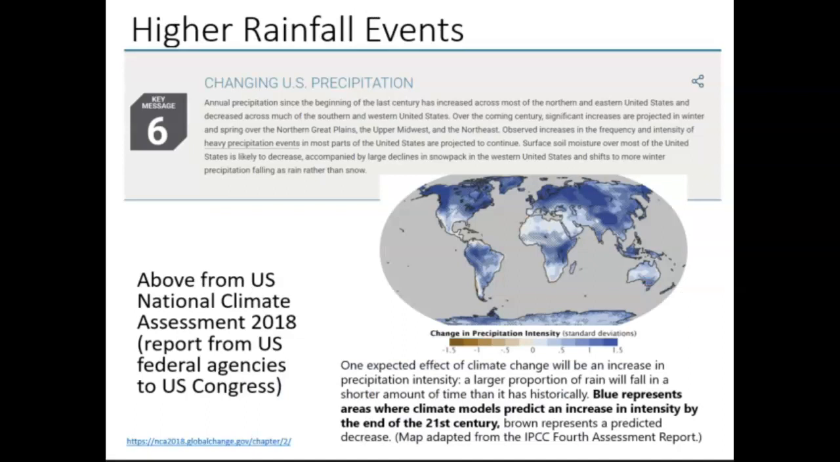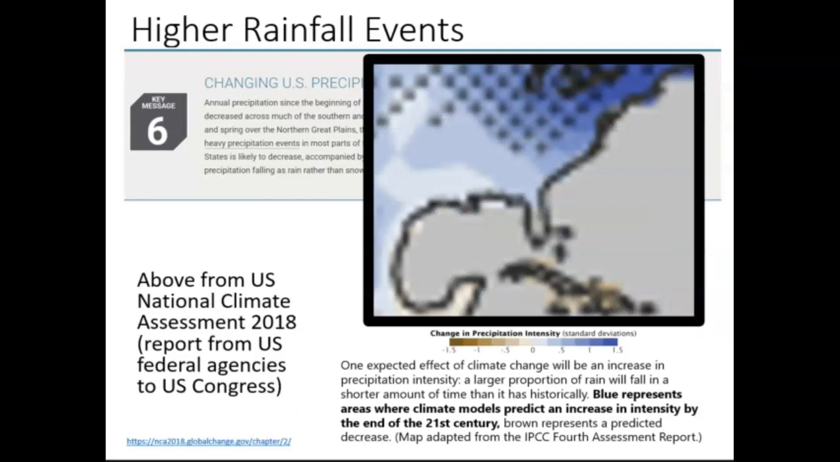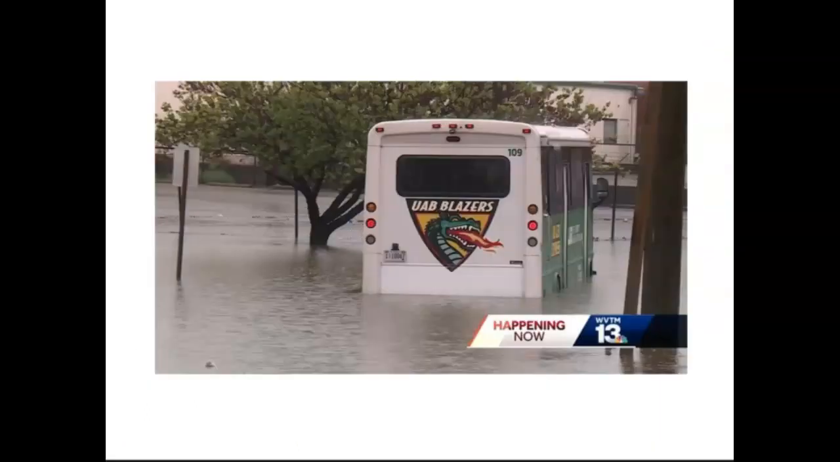Okay, that was a historic trend, but what about the future? This map illustrates areas that are expected to see an increase in rainfall intensity by the end of this century. If we zoom in on the Southeast, we see that we are expected to see a continued increase in days with abnormally high rainfall intensity. The greatest concern regarding these high-intensity rainfall events is flooding.